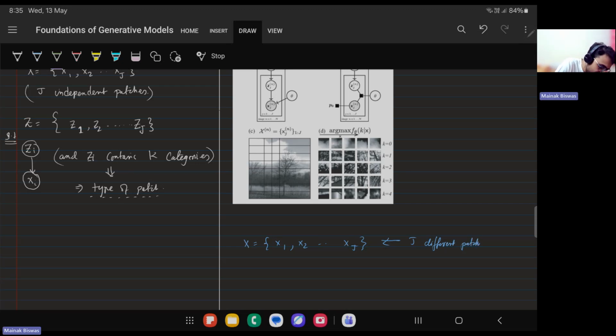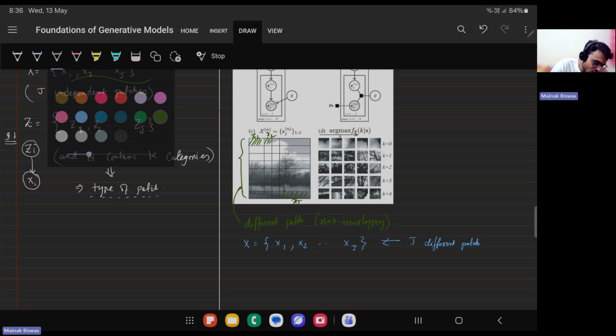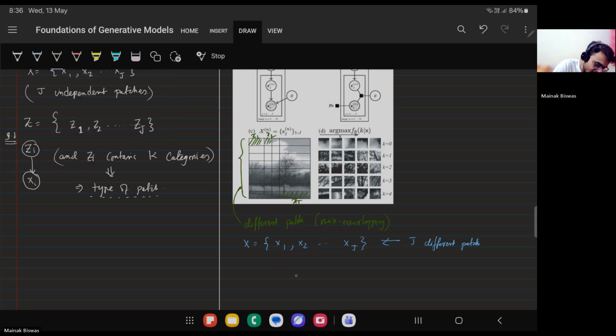Okay, so it can be seen in this figure, all of these different patches. So this is, for example, one patch, this is X1, and this is equal to Xj. Right, this is X2. Different patches, non-overlapping.